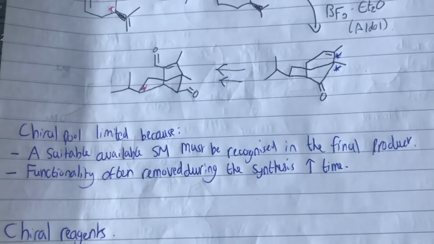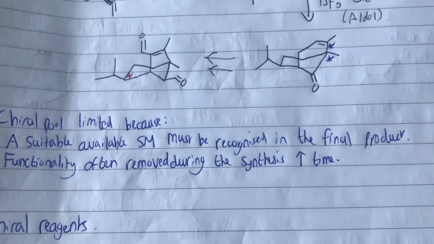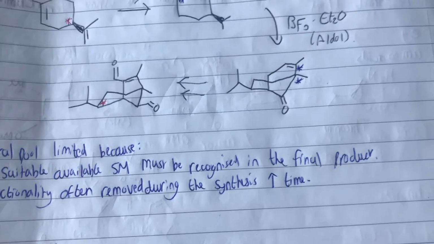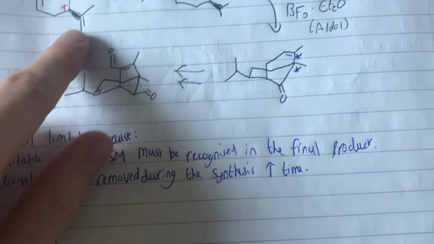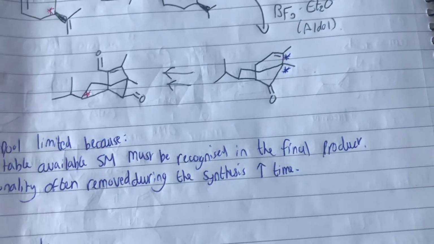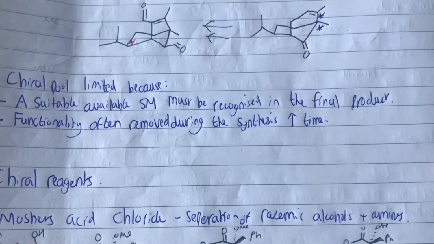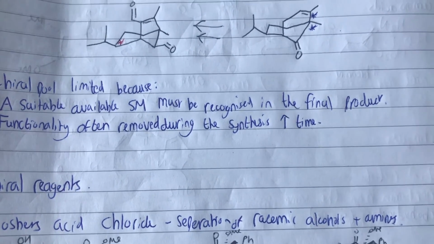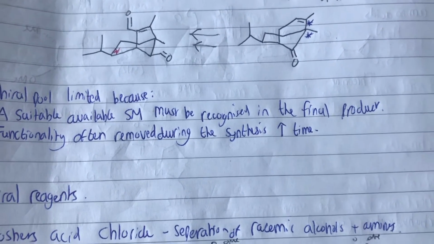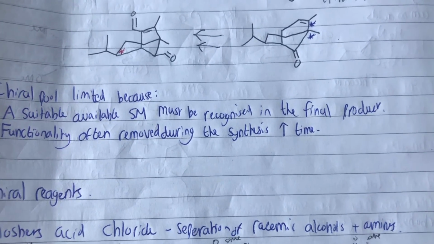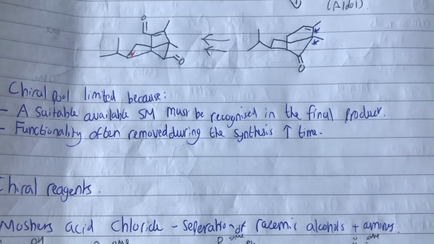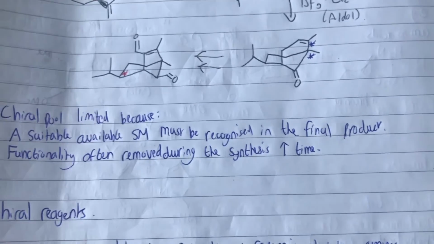But yeah, that's chiral pool synthesis. It's limited because a suitable available starting material must be recognised in the final product, which is that there, from there to there. And we've still got this sort of benzene ring as well. And the functionality is often removed during the synthesis over time, so obviously the longer it's going, the more the functionality is decreasing, which makes the molecule you're using a little less active and a little less useful to you. But that's basically chiral pool synthesis.